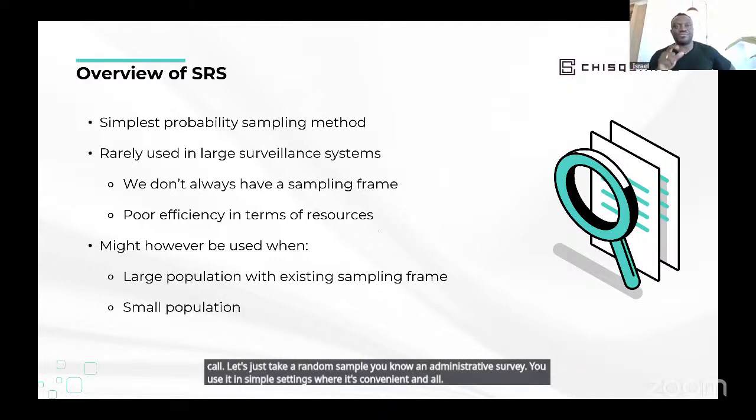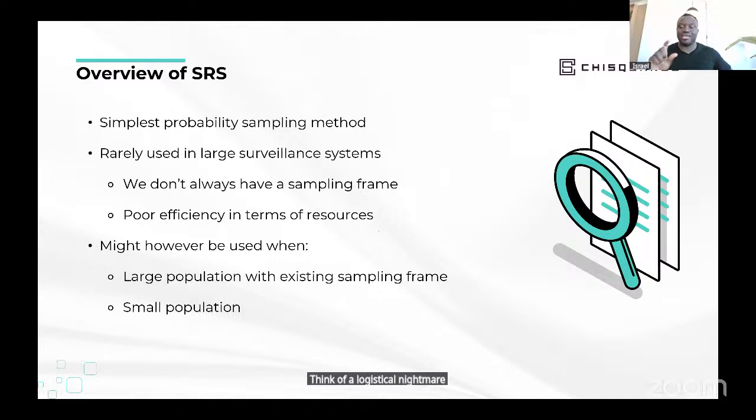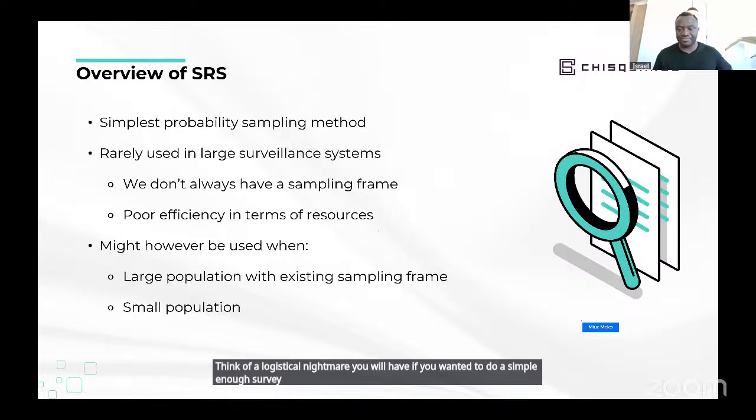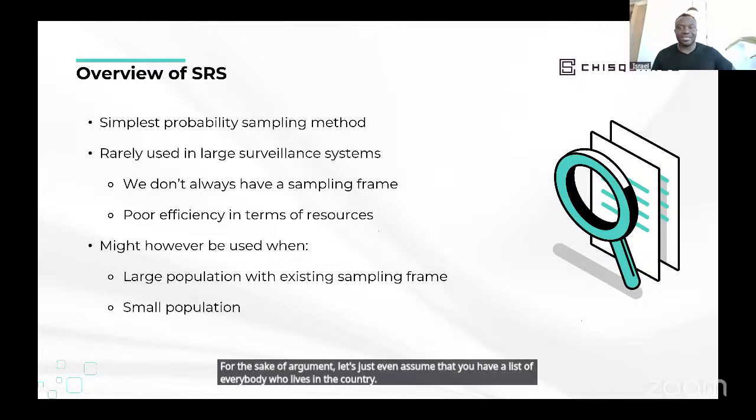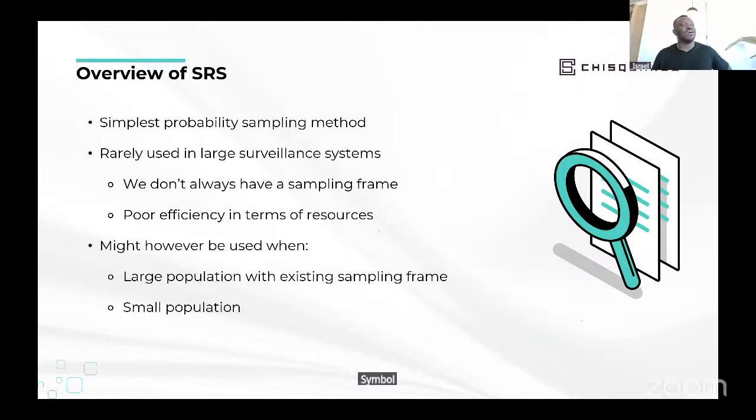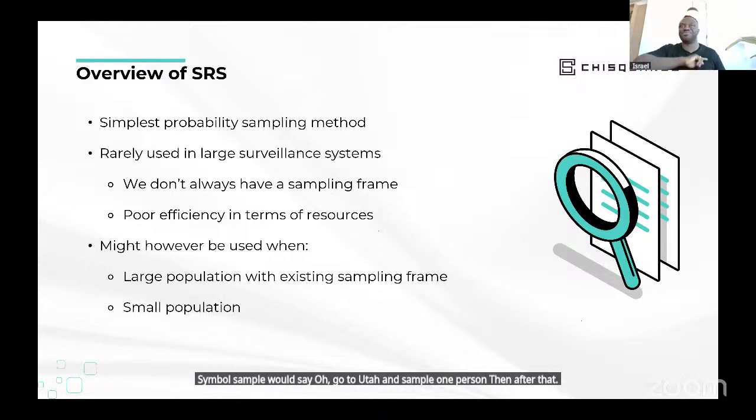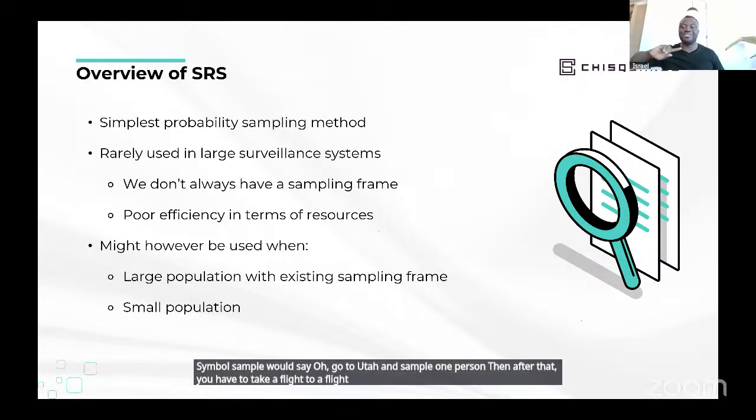Think of the logistical nightmare you would have if you wanted to do a simple random survey as a national survey. For the sake of argument, let's just even assume that you have a list of everybody who lives in the country. Simple random sample will say, oh, go to Utah and sample one person. Then after that, you have to take a flight to Mississippi and sample the next one person. Imagine that it's just going to be a logistical nightmare. This is why we don't use simple random sample.